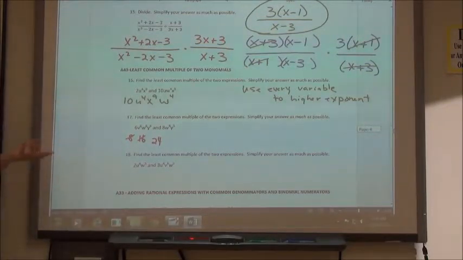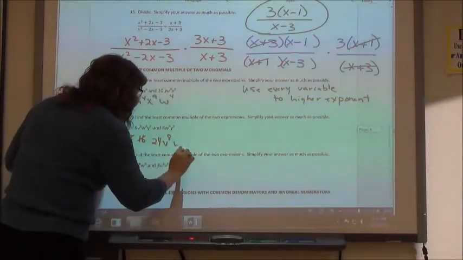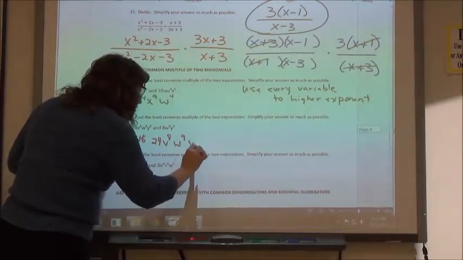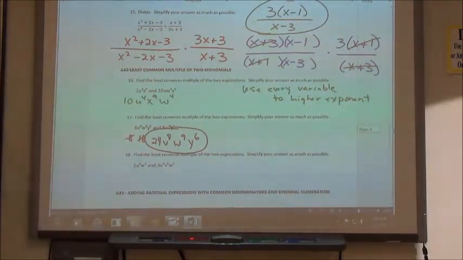Then I'm going to do my variables. Each variable to the higher exponent. So with my v's, what should I have? V to the 8th. With my w's, w to the 9th, and with my y's, y to the 6th. So 24 v to the 8th, w to the 9th, and y to the 6th is my answer. Go ahead and do number 18.